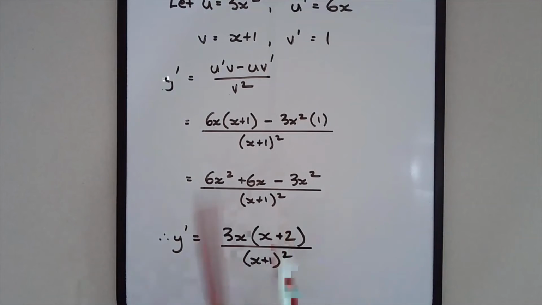So if we simplify the algebra, that equals 6x squared plus 6x minus 3x squared over x plus 1 all squared. And that simplifies to y dash, so first derivative, is equal to 3x times x plus 2 all over x plus 1 all squared. So there's no need to expand the denominator. Usually we just express it in factorized form or in simplest form, and that's it.